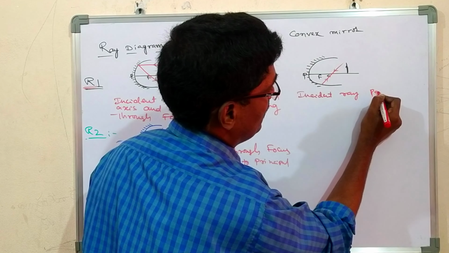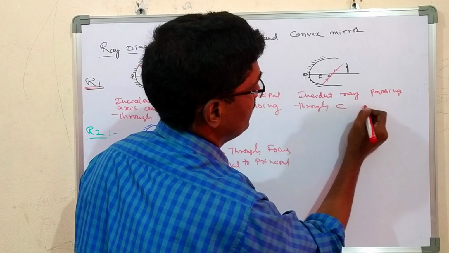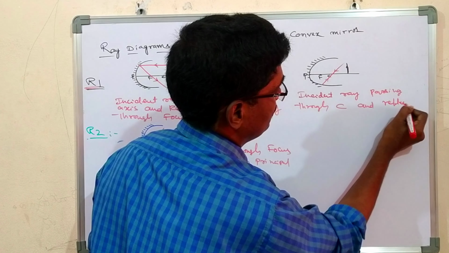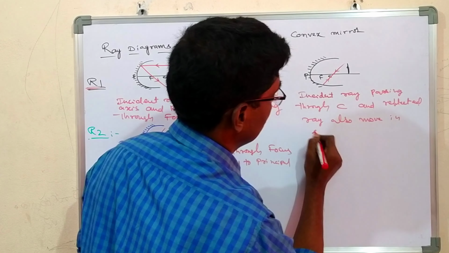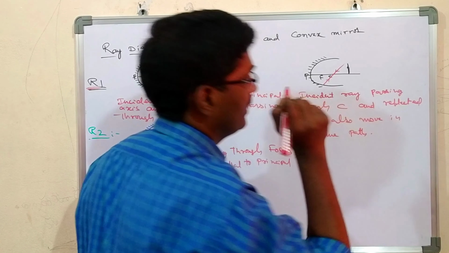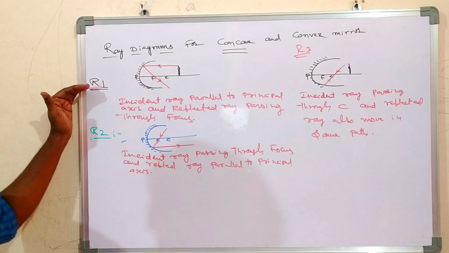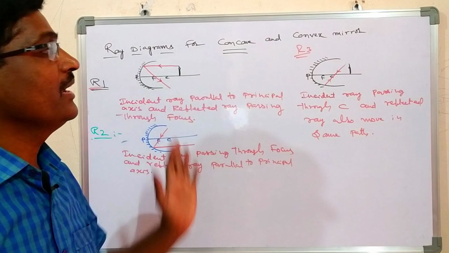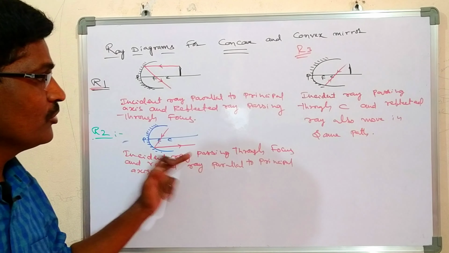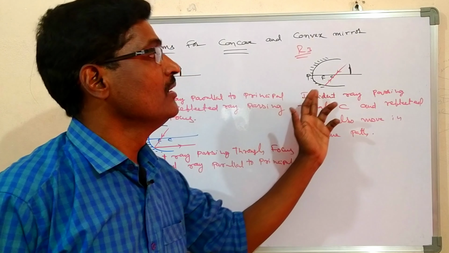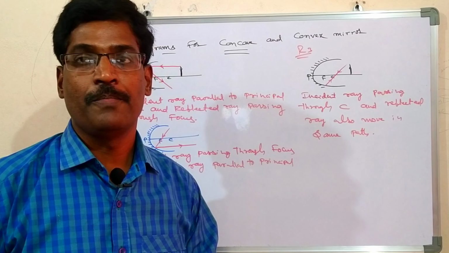Incident ray passing through C and reflected ray also moves in the same path. Okay, it is R3. These three are R1, R2, R3 for the concave mirror. Parallel to principal axis, passing through focus. Passing through focus, parallel to principal axis. Passing through C and moving in the same path. This is about concave mirror ray diagrams.